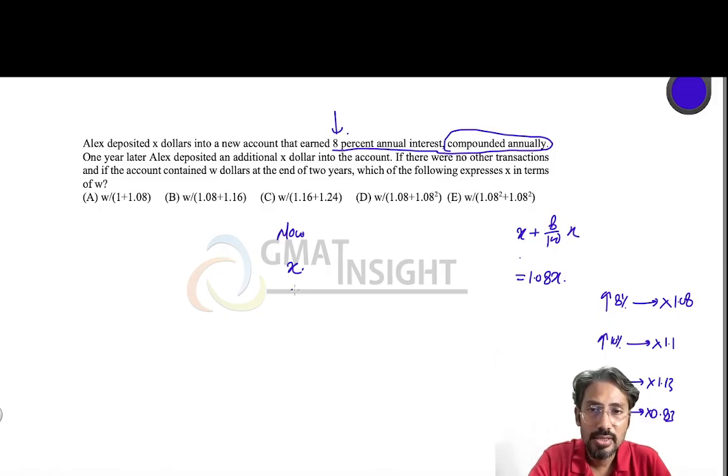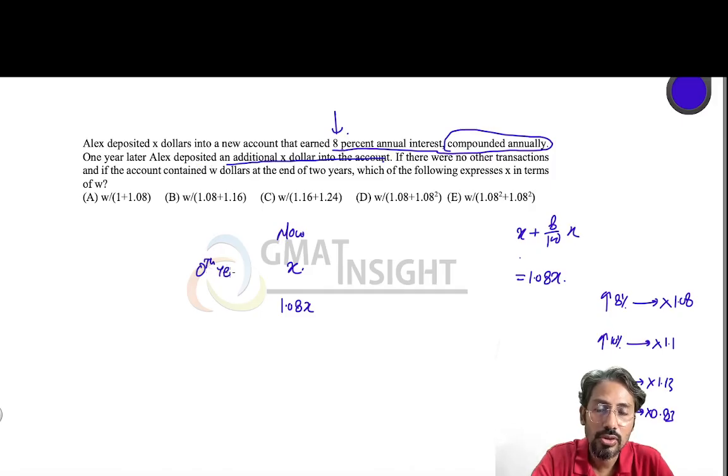So X after the year becomes 1.08x, but what he does is Alex deposits another additional X dollars next year. So in the beginning, in the 0th year, he deposited X, and then at the end of the first year, he further deposited X dollars. Now keep these two calculations separate, right? What happens is his initial deposit at the end of the second year. Why are we calculating at the end of the second year? Because the question says the account contained W dollars at the end of 2 years.